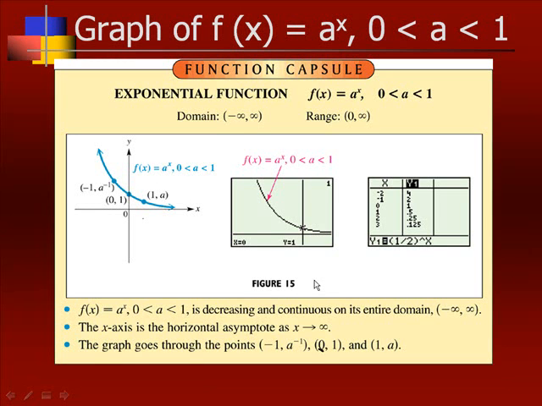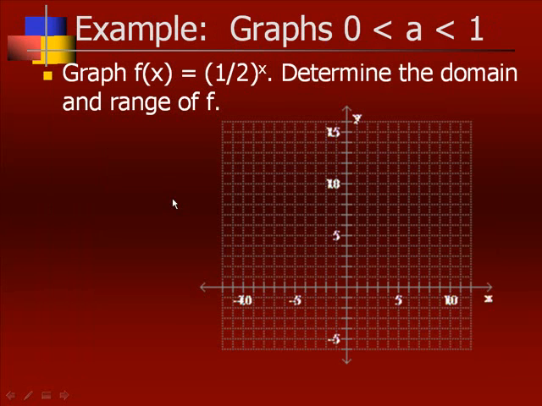Now, if your function f of x equals a to the x, and a is between 0 and 1, meaning a is a fraction less than 1, then we get the same shape function, but it starts up high in quadrant 2 and comes down low in quadrant 1. In this case, f of x is decreasing and continuous on its entire domain. The x-axis is the horizontal asymptote, and the graph goes through the points (-1, a to the -1), (0, 1), and (1, a).